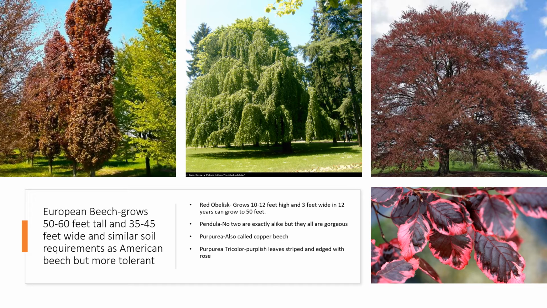It's absolutely gorgeous. And you can see it does have that beech shape similar to our native beech, but you have that copper foliage to go with it. And then there at the bottom is Purpurea tricolor, which is a selection of copper beech, but it does have purplish leaves that are striped and edged with the rose there on the edges of it. But there are a lot of cultivars out there of the European beech. It's a magnificent tree.